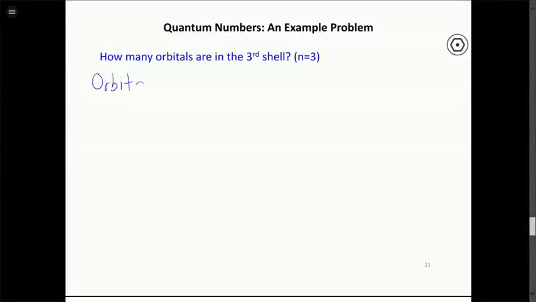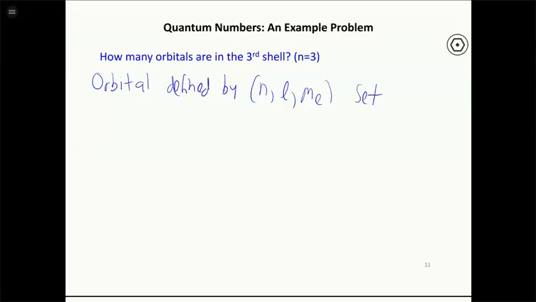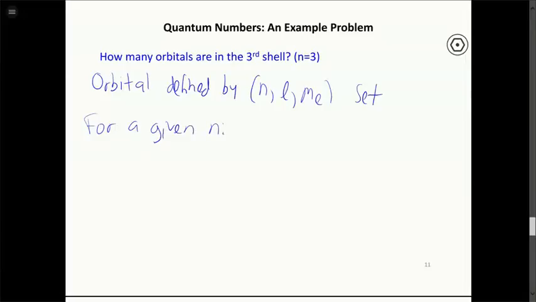But as I said, an orbital is defined by an n, L, and M sub L set. If we have a set of 3 quantum numbers, where again they have to be an allowed set, where we follow the rules that I gave you for how those numbers depend on each other, that defines a single orbital. So if we have a given value of n, the number of orbitals in that shell is given by n squared.